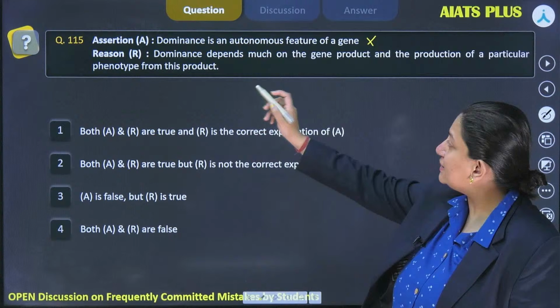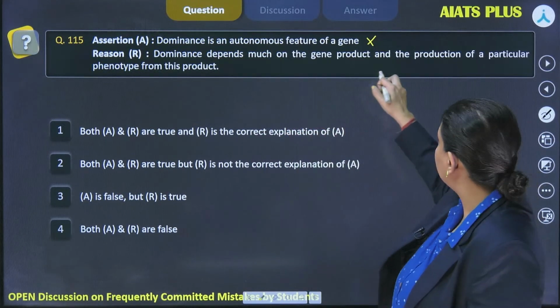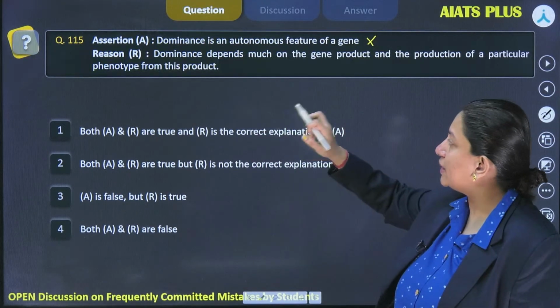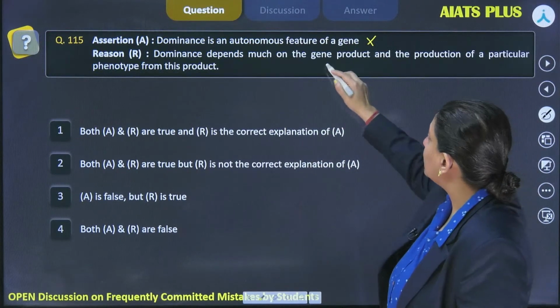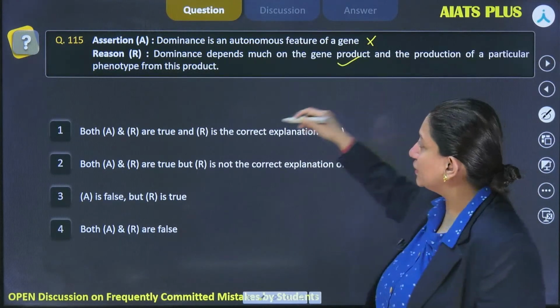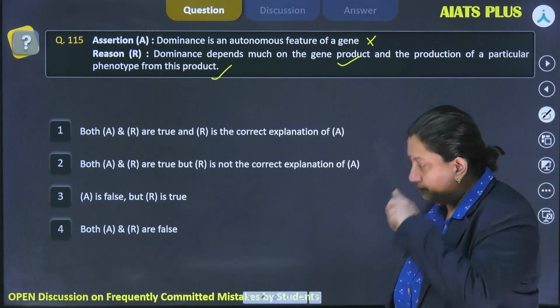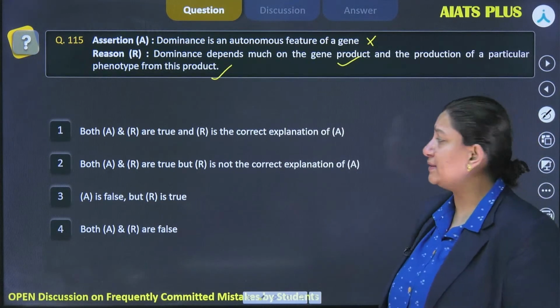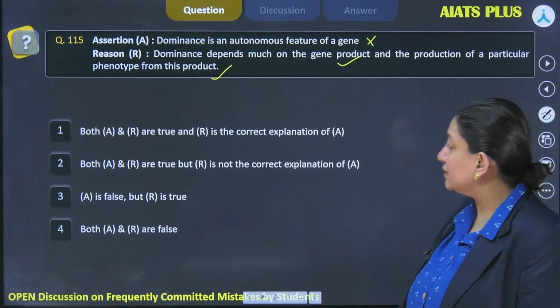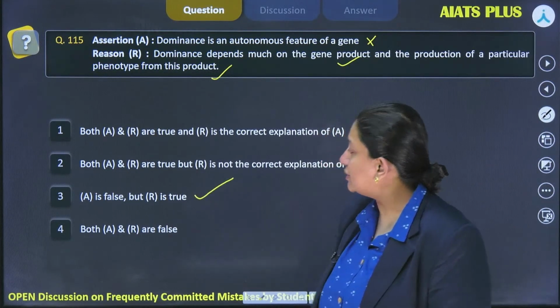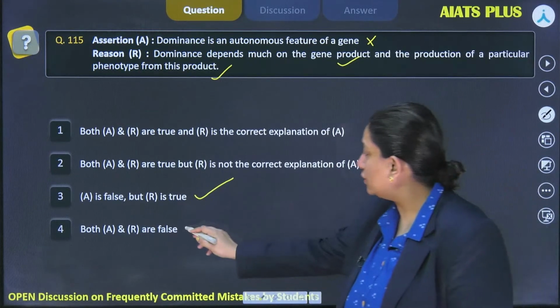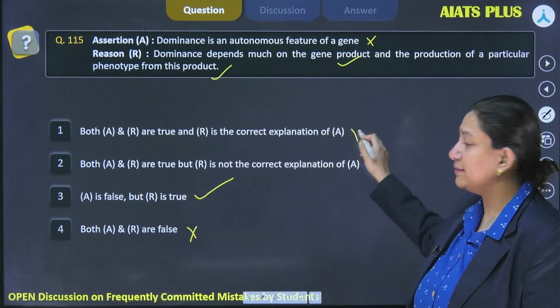Then we have the reason: dominance depends much on the gene product and the production of a particular phenotype from this product. So yes, it does depend on the gene product and also the particular phenotype from this particular product. So this particular statement is correct, and because of this, we could say that the assertion is false but the reason is true. Both are not false, so we could rule out this one and this one.